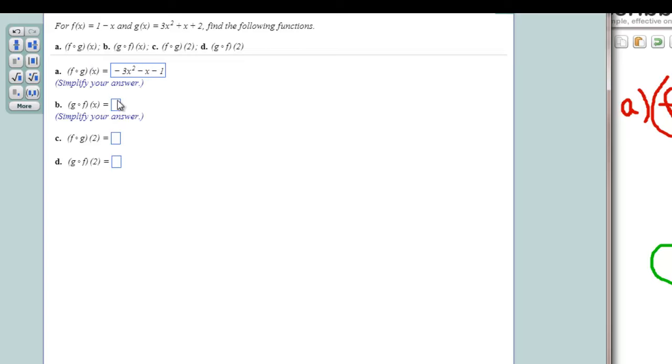And now it's asking us to do just the opposite, g of f of x. And so what that means is, we have 1 minus x as f of x.